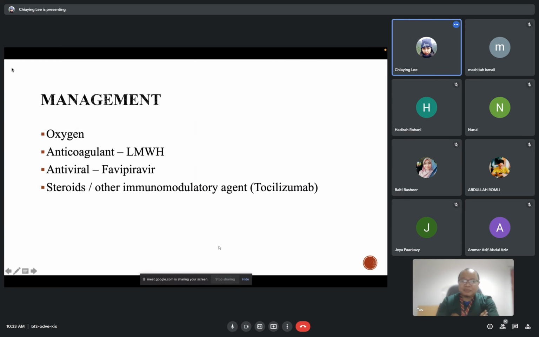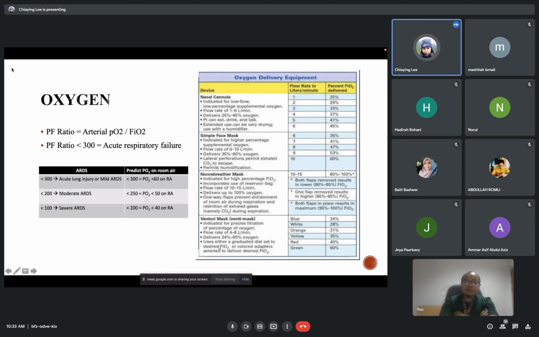Okay. So for oxygen, in the clinical setting, like we basically see in the hospital, there are a lot of oxygen delivery equipment like your nasal prong, your face mask, high flow, venturi mask. Each of these devices comes with its own FiO2 percent delivered. So I've put it in the table on the right side because this is important, because we need to calculate the PF ratio.